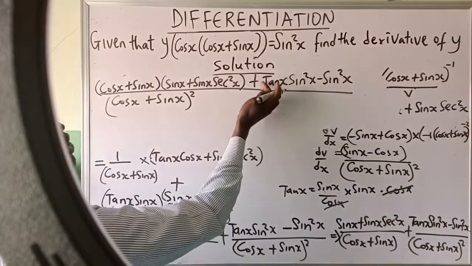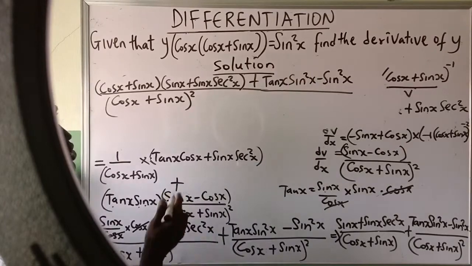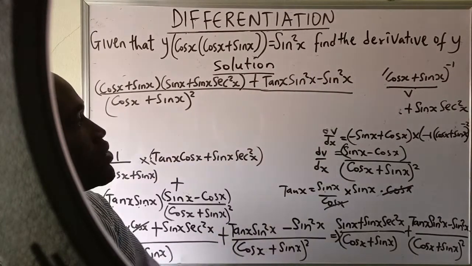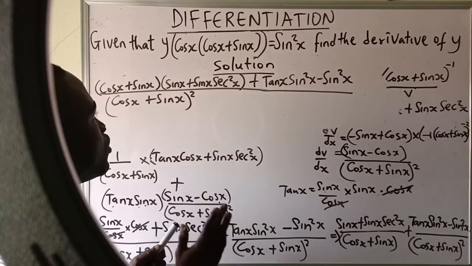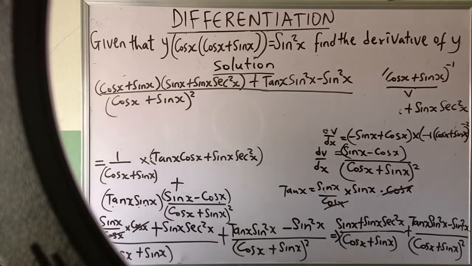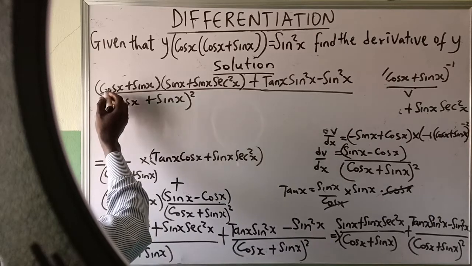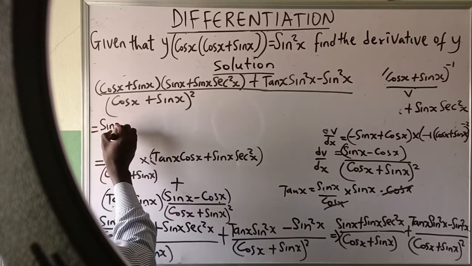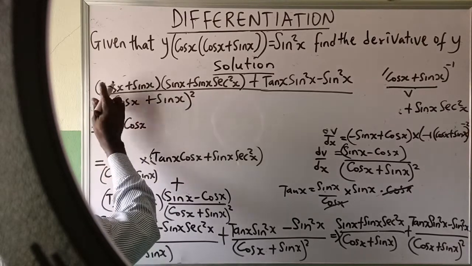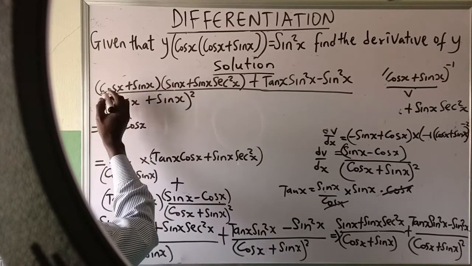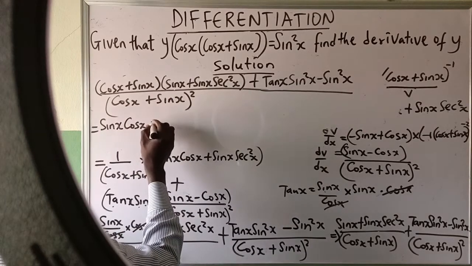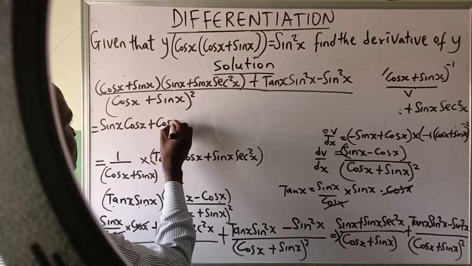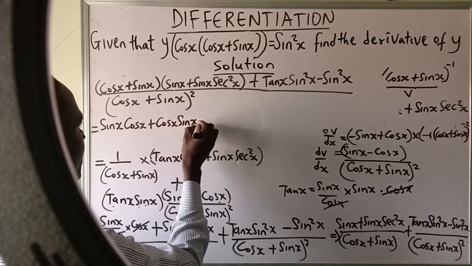Please don't make the mistake of subtracting these two. They are not in the same pattern. Here we have tan x, whereas this one doesn't have tan x, so you don't subtract the 2. Now what you do is expand. This times this will be giving you sin x cos x. This times this, or cos x sin x. This times this will be giving you plus cos x sin x.